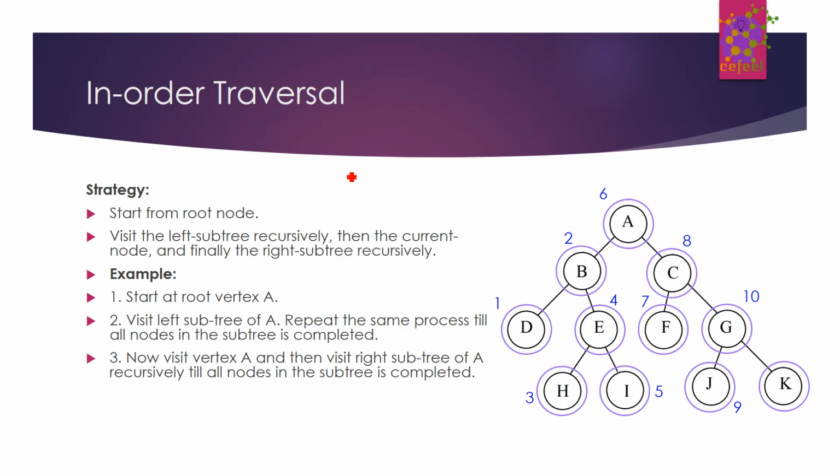We cover K, which is our last node to be output 11, and so we are done now. So this is the final output of the in order traversal, which is D, B, H, E, I, A, F, C, J, G, K. Cool.